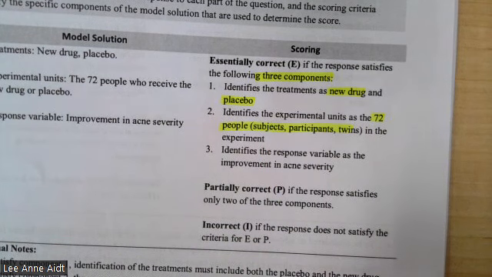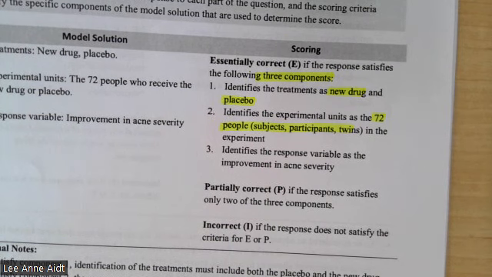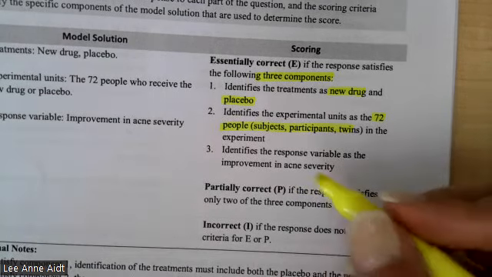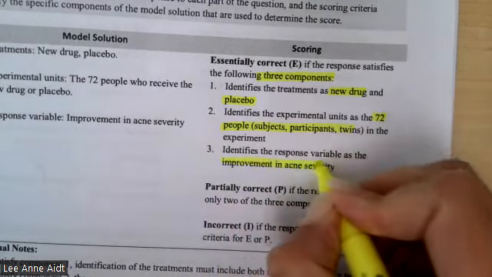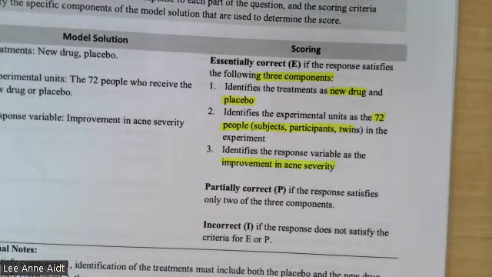Trust me, I read this out. It says the response could refer to participants, subjects, twins, or members of the pairs of twins without explicitly mentioning the number 72 or 36. And then response variable as the improvement in acne severity. I didn't like improvement, but I did the acne severity on a scale of 0 to 100, but that's still qualified. Hold on.